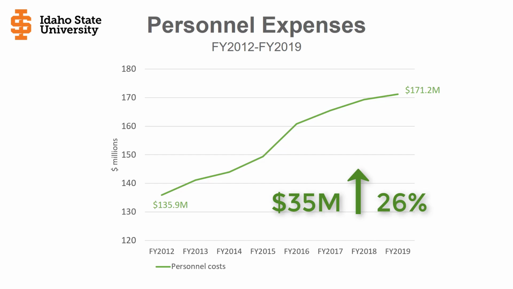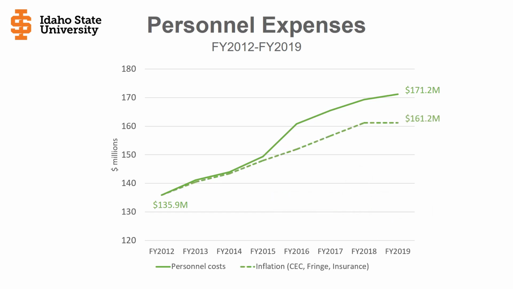If we applied all of these adjustments to our 2012 workforce, the increase in personnel costs would have topped out at $161.2 million, explaining $25 million of the $35 million increase. The remaining $10 million of increase is due to non-inflationary changes in compensation and staffing levels. The following chart depicts our change in employee headcount.